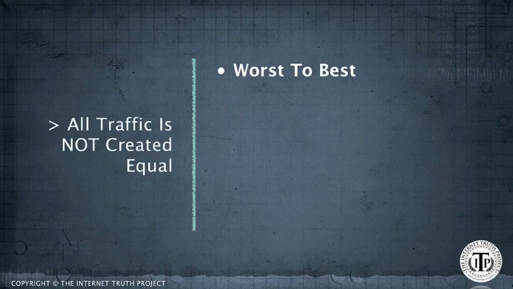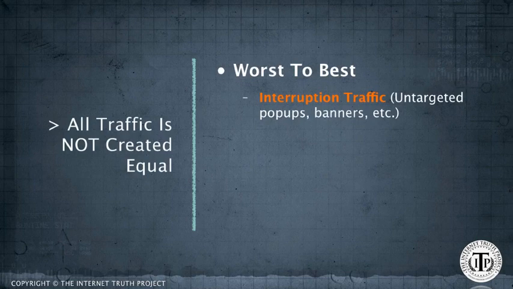Here is a list of the worst to the best types of traffic, in my opinion. The worst type of traffic, not saying it doesn't work, and there are people making a lot of money with this, in fact, I know people that are making $1 million a month with just pop-ups, but the worst type of traffic in terms of conversion and profitability on the face of it is interruption traffic. That's pop-ups, banners, all that are untargeted.